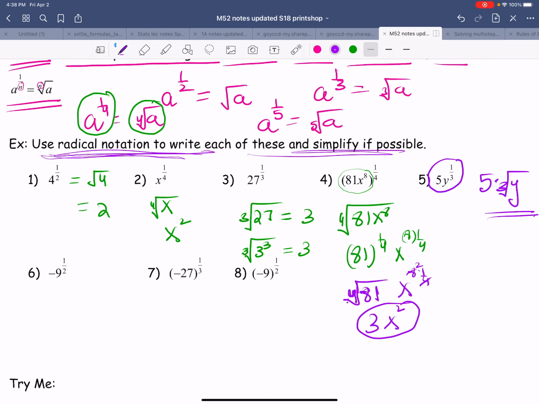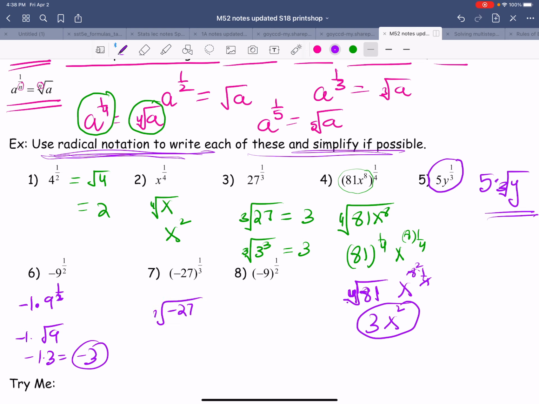Negative 9 to the power 1/2. Now the negative is not inside the radical. It's negative 1 times 9 to the power 1/2. Because if there was a parenthesis around negative 9, then the entire thing would be in a square root, but right now we don't have parentheses. So this turns out to be negative 1 times the square root of 9, which is negative 1 times 3, and that's equal to negative 3.